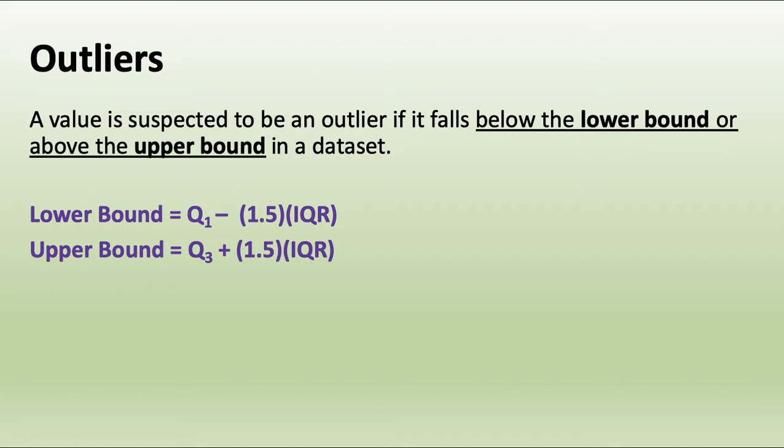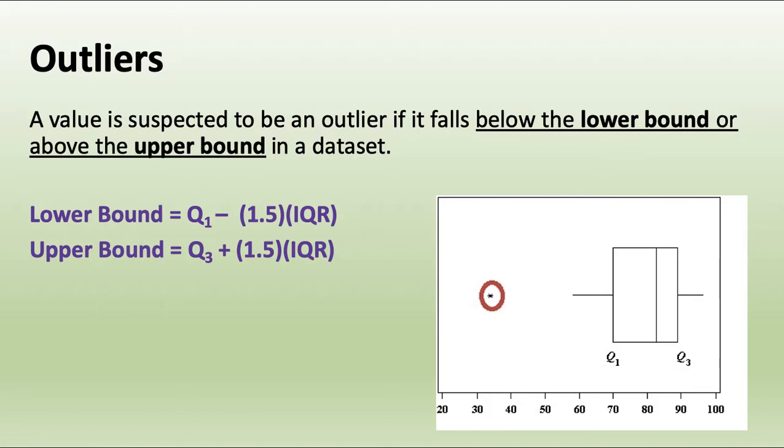The lower bound is Q1 minus 1.5 times the IQR. The upper bound is Q3 plus 1.5 times the IQR. The reason for this is because remember what IQR represents. It's the middle 50% of the data. And Q1 and Q3 fall on either ends of this middle half of the data.